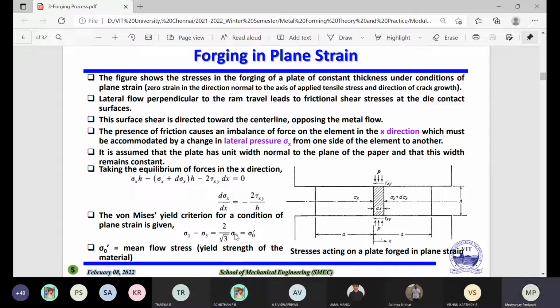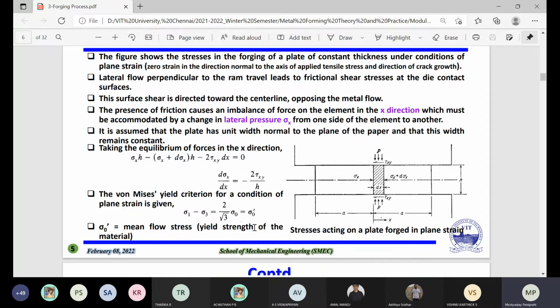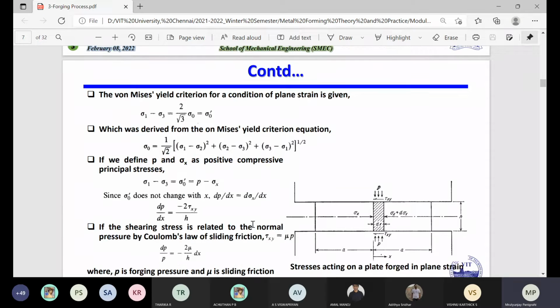Is it clear? All the three equations? If these three equations are clear, again, I just wrote here the von Mises yield criteria, the same equation I just put here. And this equation, from where have we taken it? We have taken it from the von Mises yield criteria: sigma 0 equal to 1 by root 2, sigma 1 minus sigma 2 square plus sigma 2 minus sigma 3 square plus sigma 3 minus sigma 1 square, to the power 0.5 or root over. This equation also we have derived. I just mentioned it as a recap.